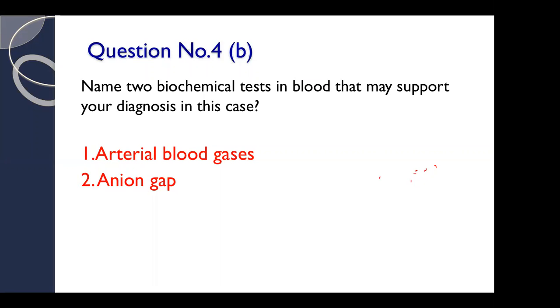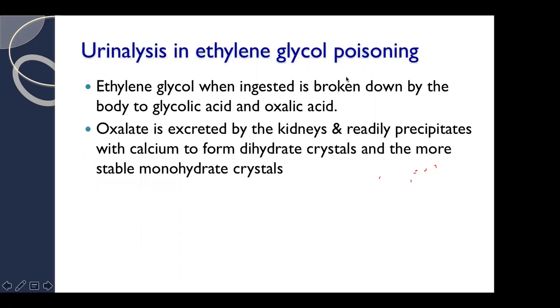Serum calcium levels, because you expect a normocalcemia in methanol poisoning, whereas you expect a hypocalcemia in ethylene glycol poisoning, because these calcium oxalate crystals are carried away by the kidney and excreted in the urine. Ethylene glycol, when ingested, is broken down by the body to glycolic acid. And oxalate is excreted by the kidneys, and it readily precipitates with calcium to form dihydrate and the more stable monohydrate crystals, which you should see in urine.